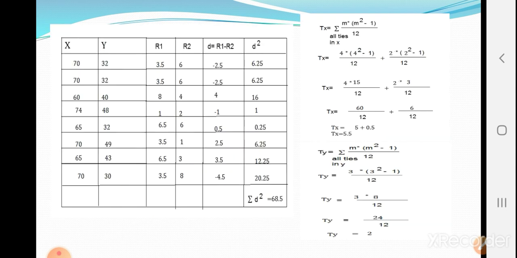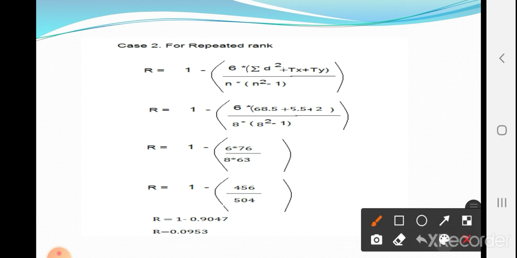Now just plug the value of Tx, Ty, summation D square in the formula. So R is equal to 1 minus 6 into summation D square value is 68.5. Tx value is 5.5 and Ty is 2. Divided by n value is 8, 8 into 8 square minus 1. So 6 into, 68.5 plus 5.5 plus 2, that is 76, divided by 8 into 8 square minus 1. 8 square is 64 minus 1, that is 63.